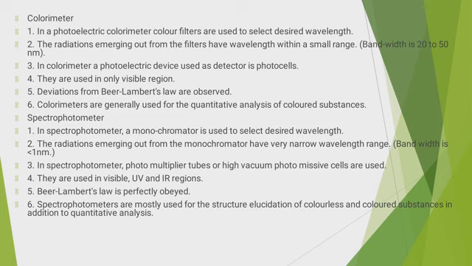In a spectrophotometer, a photomultiplier tube or high vacuum photoemissive tube cells are used as a detector instead of using the photo cells. Then they are used in the visible, UV and IR region. The spectrophotometer works in 3 regions: UV, visible and IR. Beer-Lambert's law is perfectly obeyed, so it is also used for colorless solutions. Spectrophotometers are mostly used for the structure elucidation of colorless and colored substances in addition to the quantitative analysis.